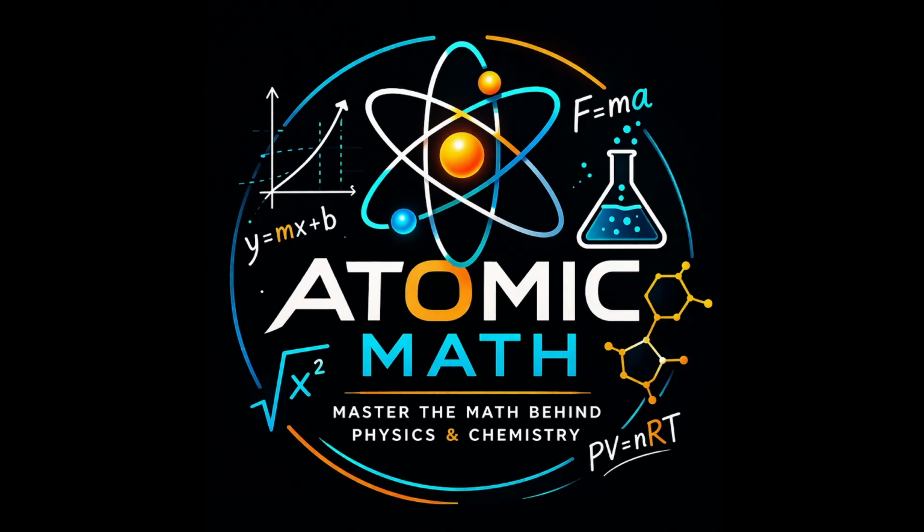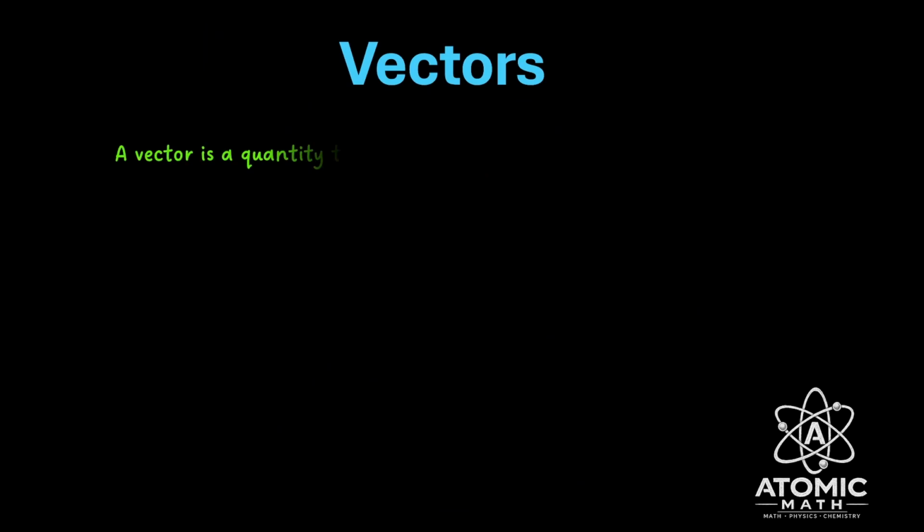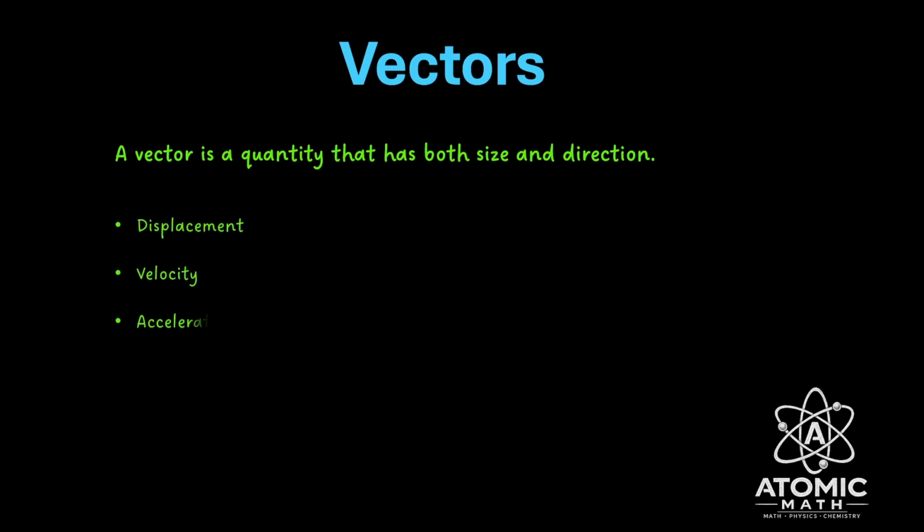Today we're going to look at vectors again, in a little bit more detail. So to begin, a vector is a quantity that has both size and direction. Some examples of vectors are displacement, velocity, and acceleration.